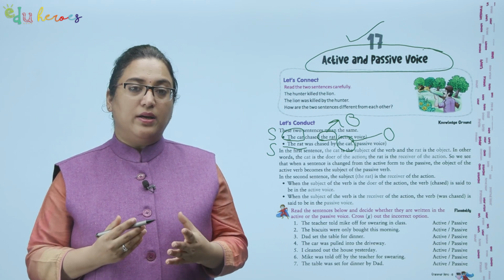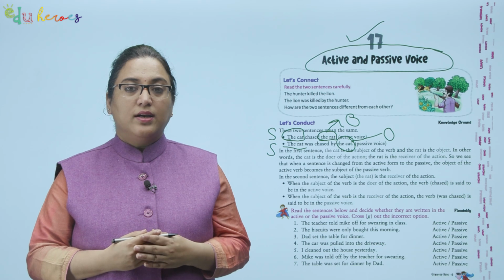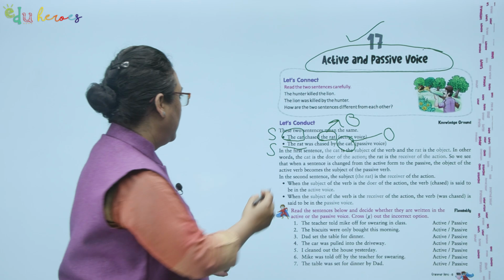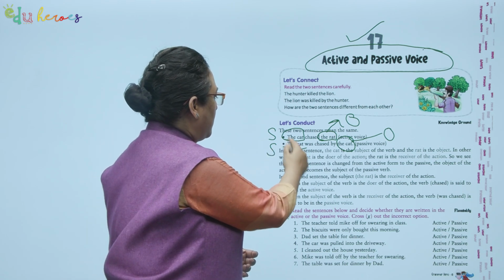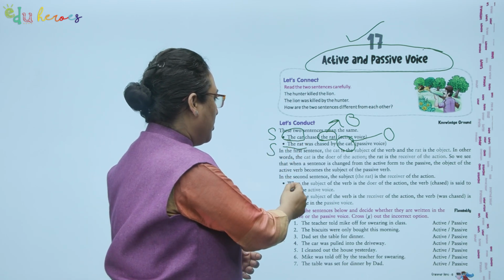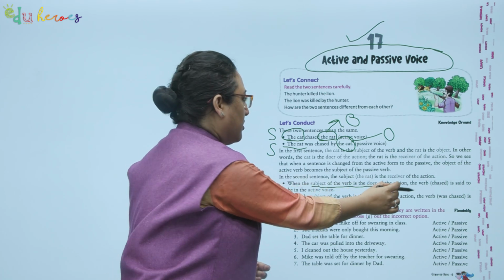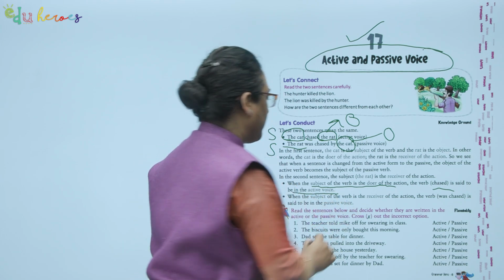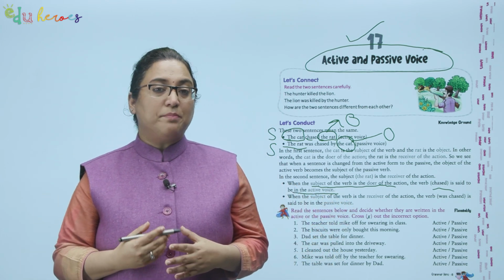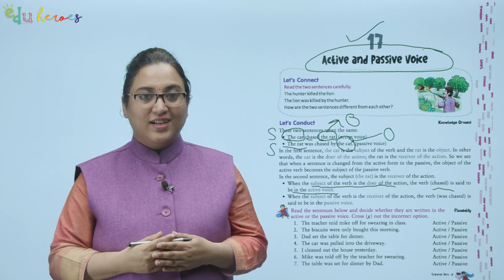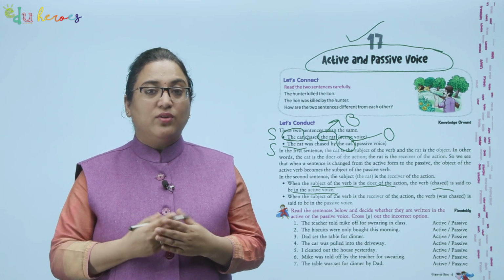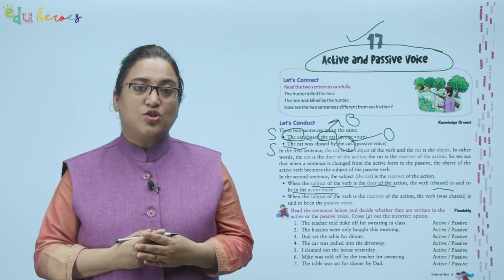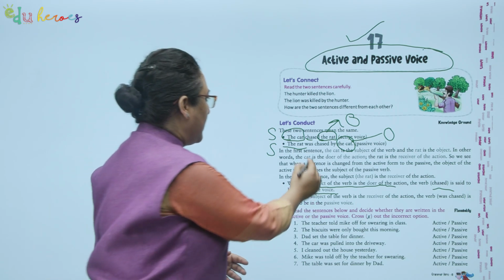When the subject of the verb is the doer of the action, the verb is said to be in the active voice. Like here, in the first sentence, the cat was the doer, the subject. So the verb chased is said to be in the active voice. So both active voice and passive voice are related to the verb. Similarly, when the subject of the verb is the receiver of the action, the verb was chased is said to be in the passive voice, as we can see in this example.